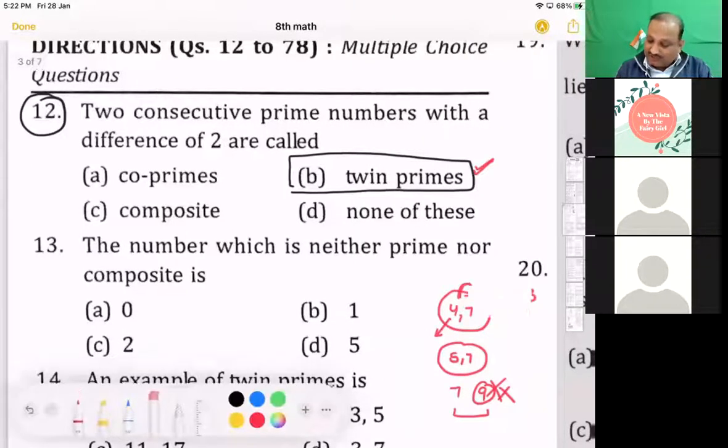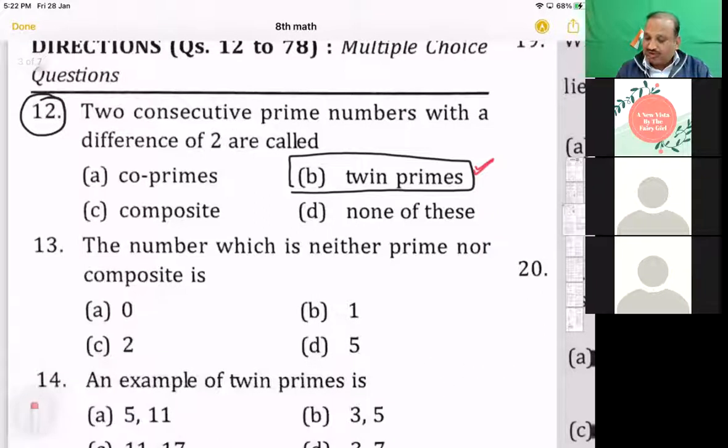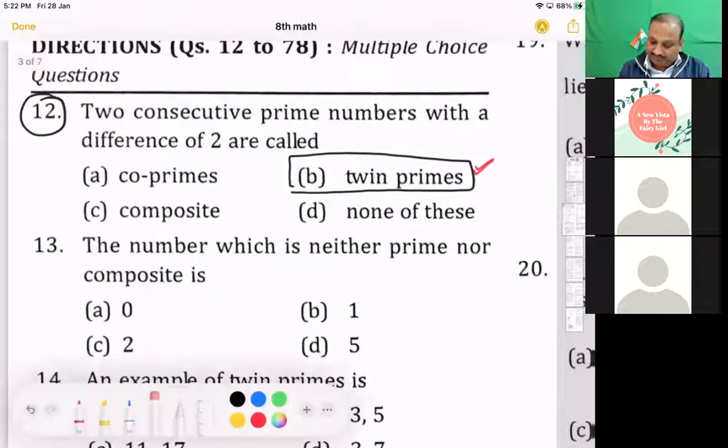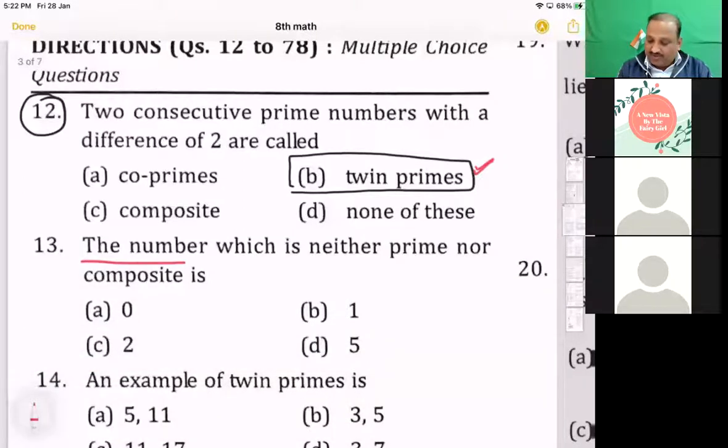चलिए एक और सिंपल सा क्वेश्चन नंबर 13। अभी ये पोल आएगा आपके पास, फिल इन द पोल। The number which is neither prime nor composite. वो कंपोजिट भी नहीं है, प्राइम भी नहीं है, तो व्हाट इज दैट नंबर?